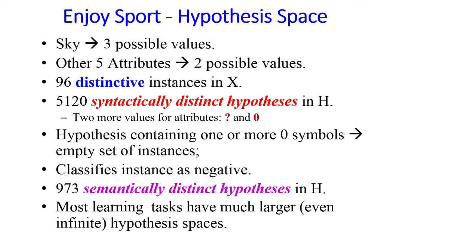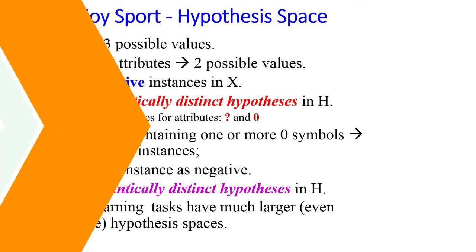Although EnjoySport has a small finite hypothesis space, most learning tasks have a much larger hypothesis space. In our example, we have only 4 instances, but in an actual case, tens of thousands of examples are possible.